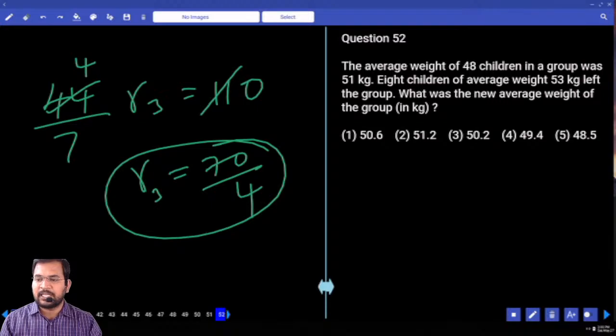The average weight of 48 children in a group is 51 kg. 8 children with an average weight of 53 kg left the group. What was the new average weight of the group? See here, 8 children are left now.